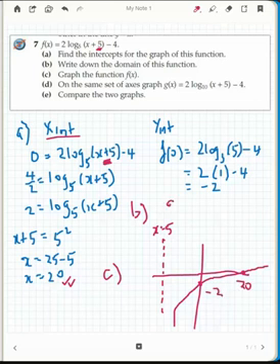So going back to part B, my domain will be the curved bracket negative 5 through to infinity. And part C is drawn.